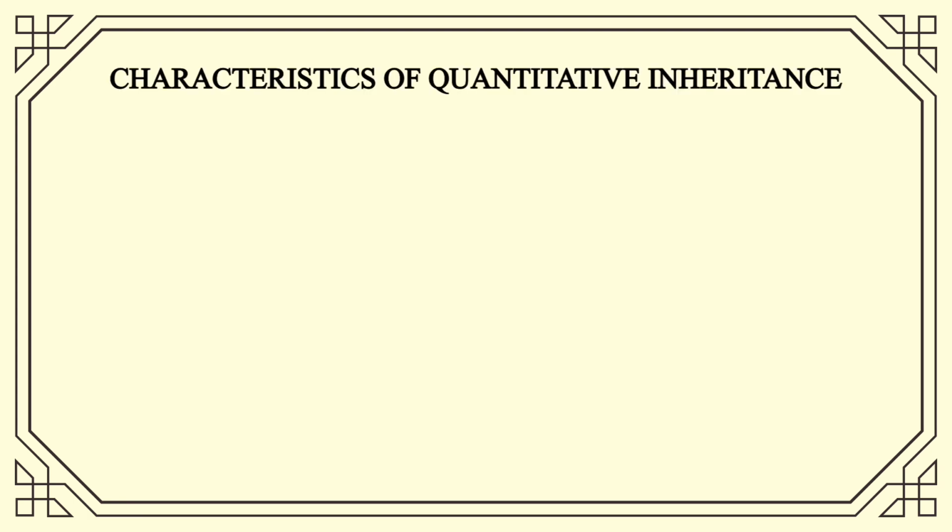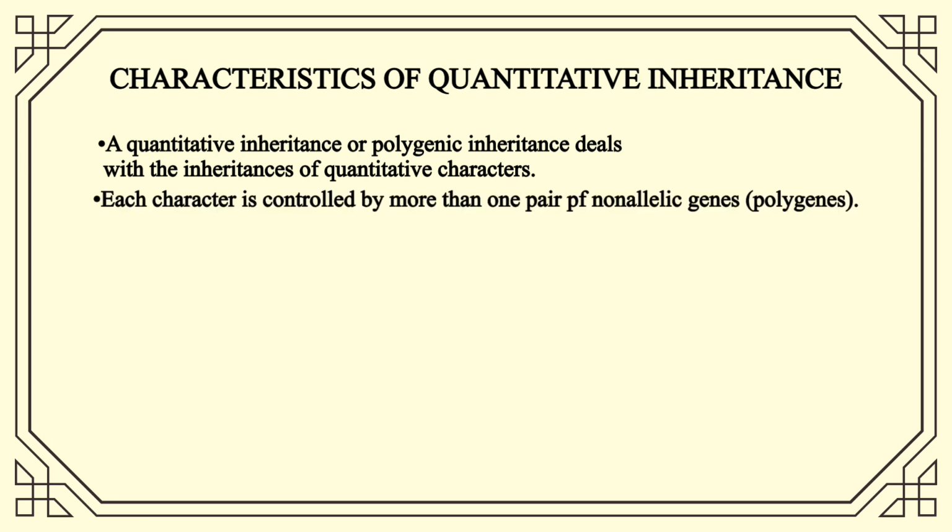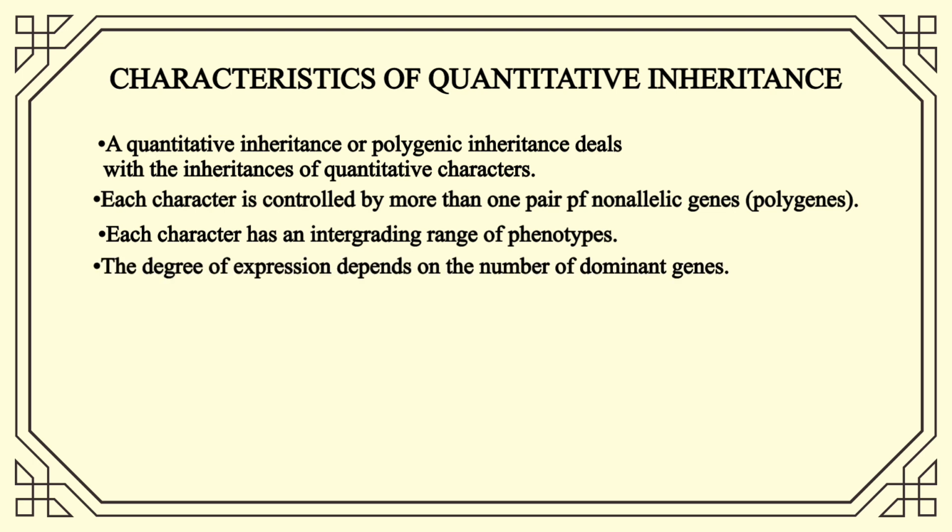Characteristics of quantitative inheritance. A quantitative inheritance or polygenic inheritance deals with the inheritance of quantitative characters. Each character is controlled by more than one pair of non-allelic genes. Each character has an intergrading range of phenotypes. The degree of expression depends on the number of dominant genes.